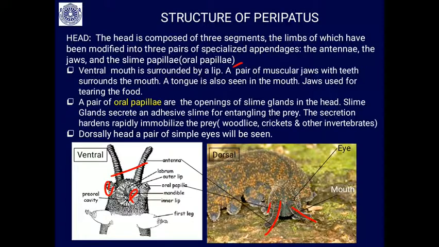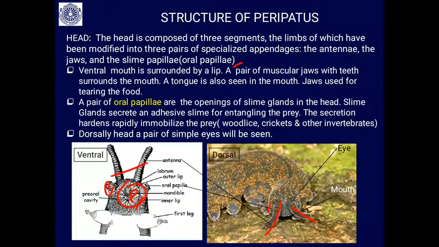So the mouth is ventral in position. You can see the circular mouth you will find here. It's like a sucker type of mouth, and there will be a tongue inside the mouth, and two jaws you will find inside the mouth for tearing the food. So it is a muscular jaw with the teeth surrounded by the mouth. This is what you will find the mouth. It is almost similar structure to what you have studied in the case of leech.